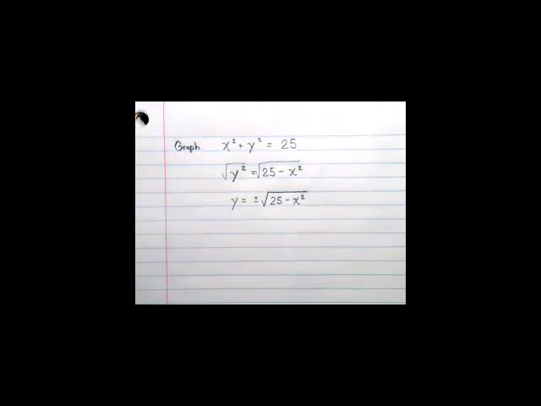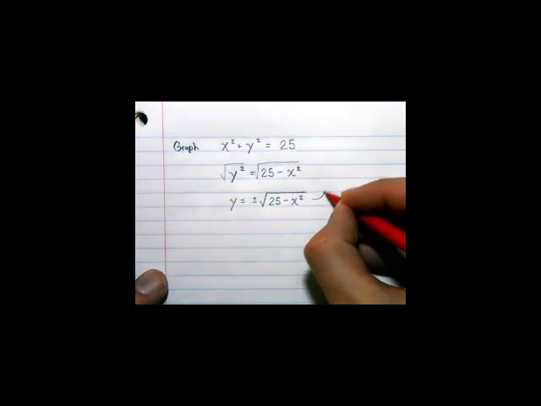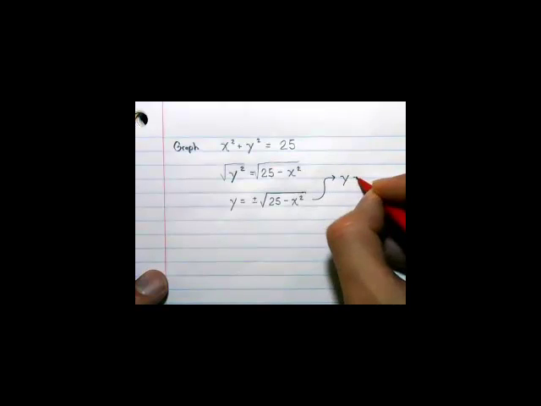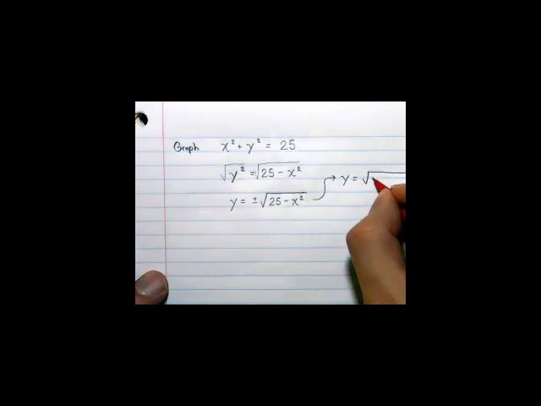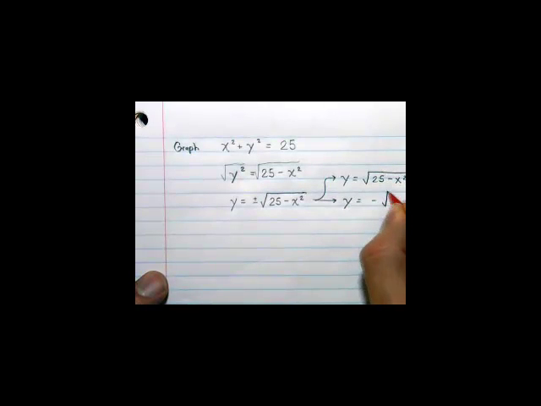And be careful, the square root of 25 minus x squared is not 5 minus x. You can't distribute a square root to each individual term like that. So this is what we have to work with, and we're going to have to split it apart into two. So we've got y equals the positive square root of 25 minus x squared, and then also y equals the negative square root of 25 minus x squared. So type those up real quick. Take a look.